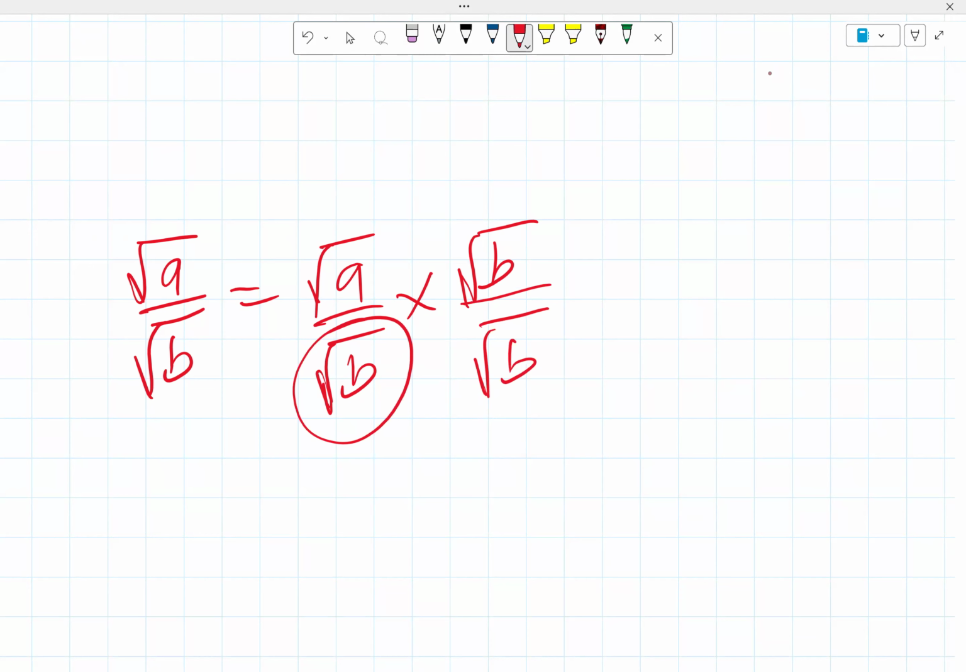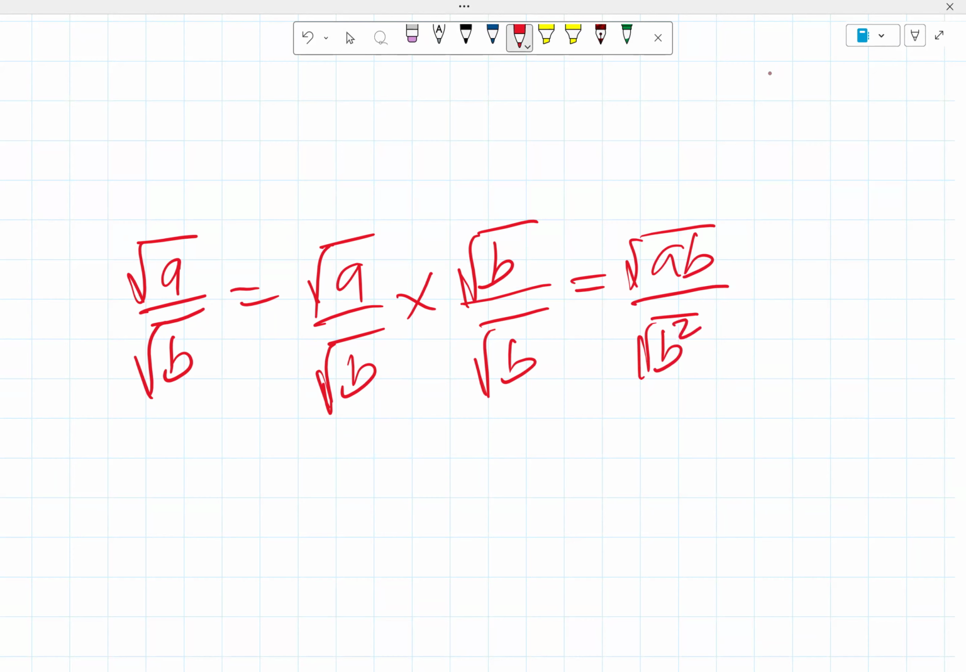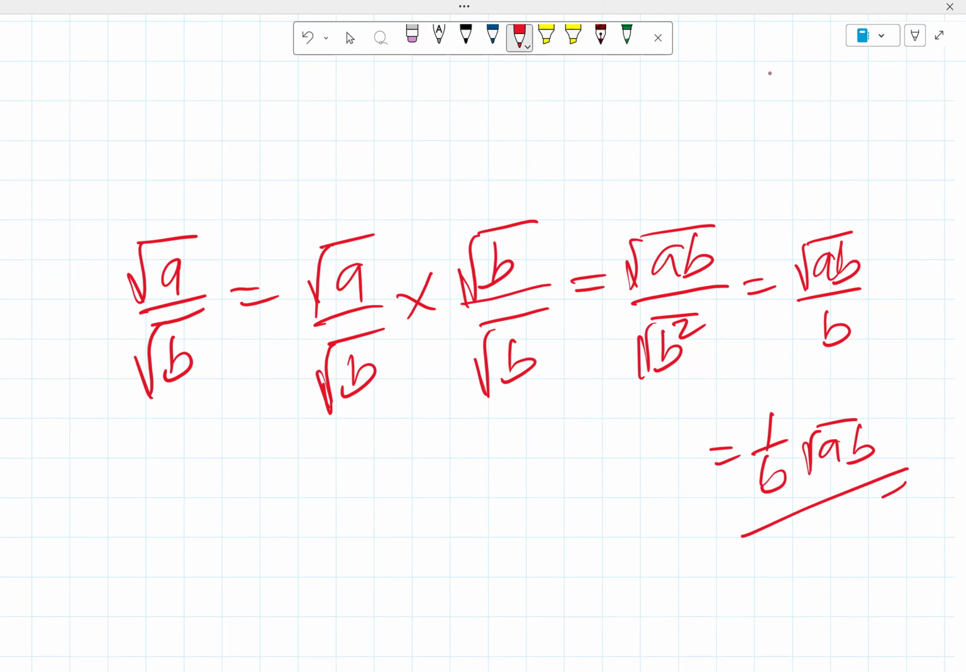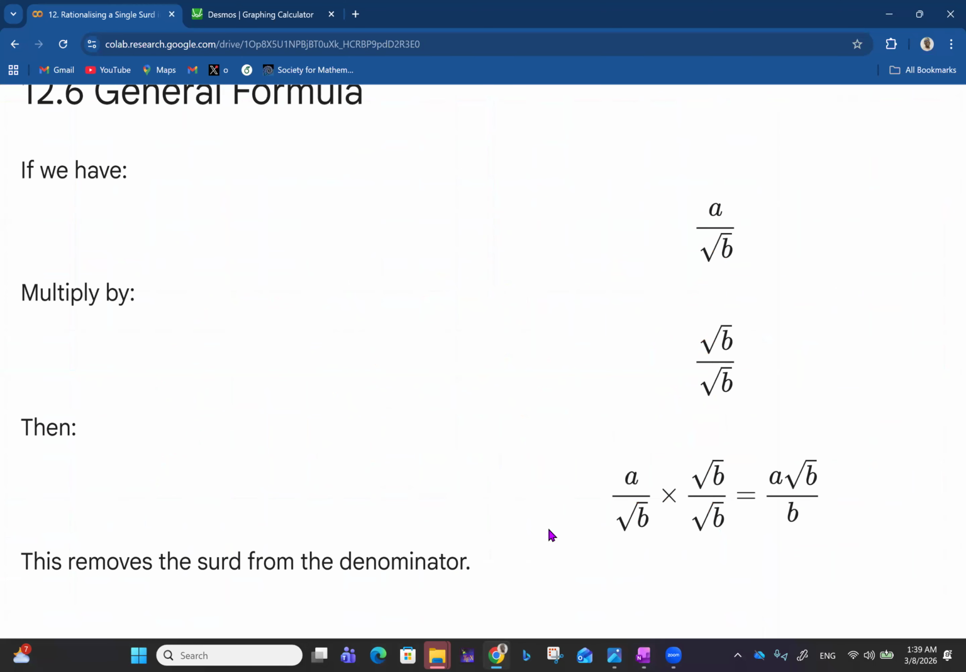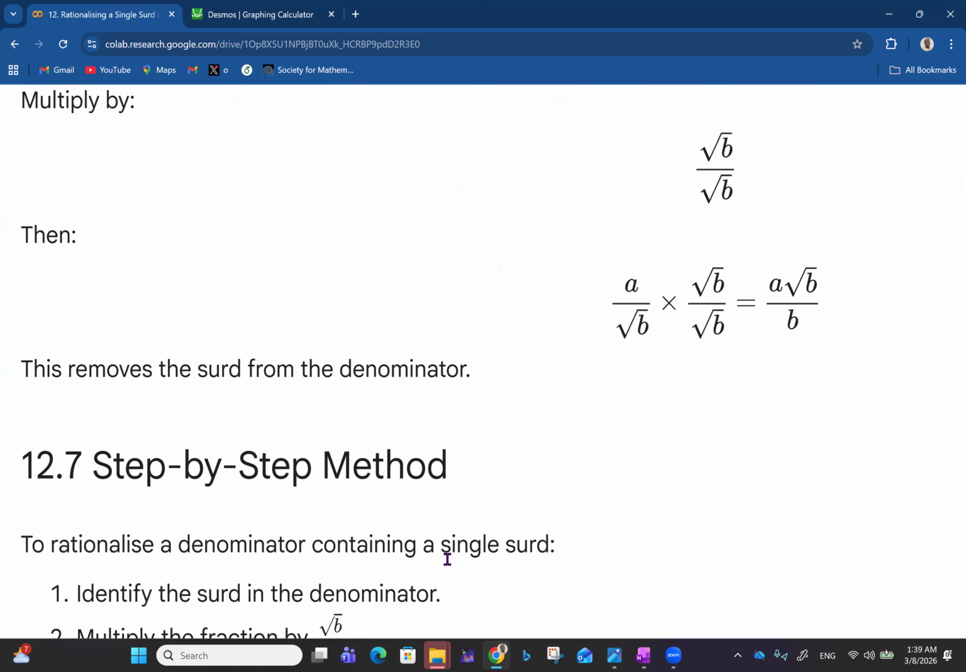So you have root b over root b like that, and if you multiply this out, you have square root of ab all over square root of b times square root of b, that's square root of b squared. So that'll be root ab all over b, like this. That's like having 1 over b roots ab if you like. And that's that. So if you have roots up and down, don't forget the rationalization is based on the roots down at the denominator, because you want to remove the surd from the denominator. That is what rationalization means.